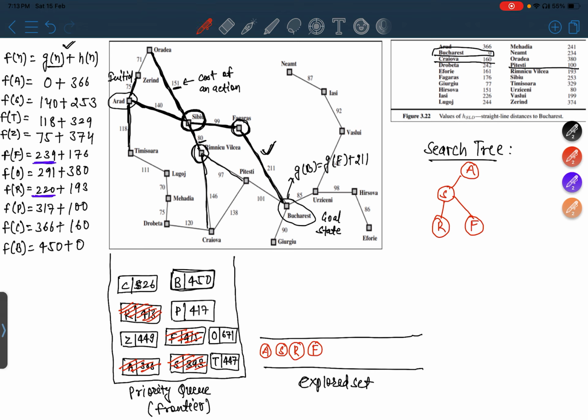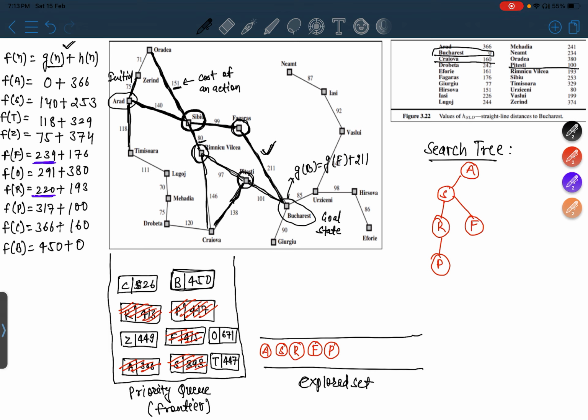Remove a node. तो कौन सा नोड रिमूव होगा? p, because now its cost is 417. तो remove p. p किसके थ्रू ऐड हुआ था? r के थ्रू. एंड तो we have removed p and we'll explore p now. तो p के कौन कौन से सक्सेसर्स हैं? p has two successors, b and c.